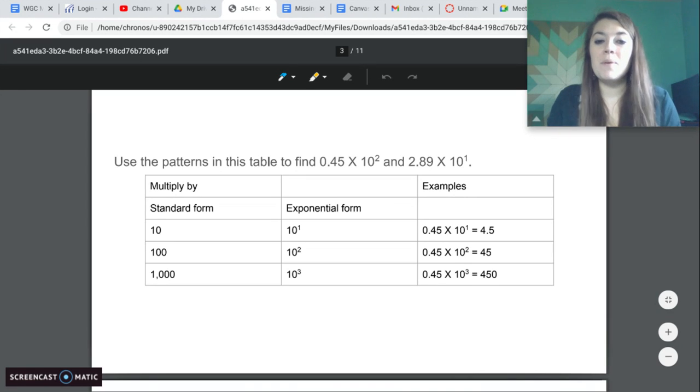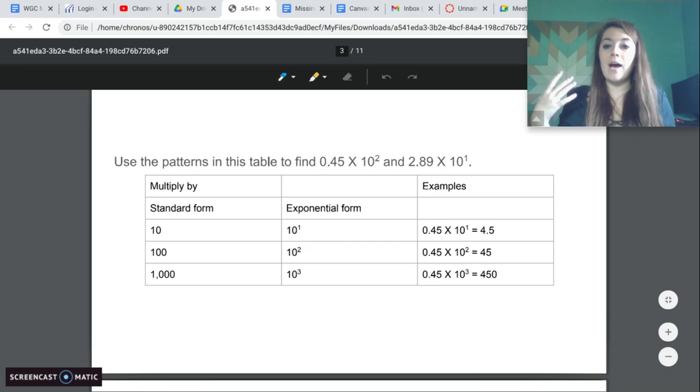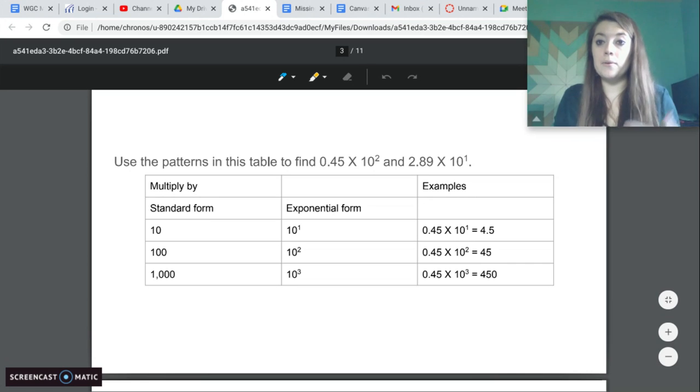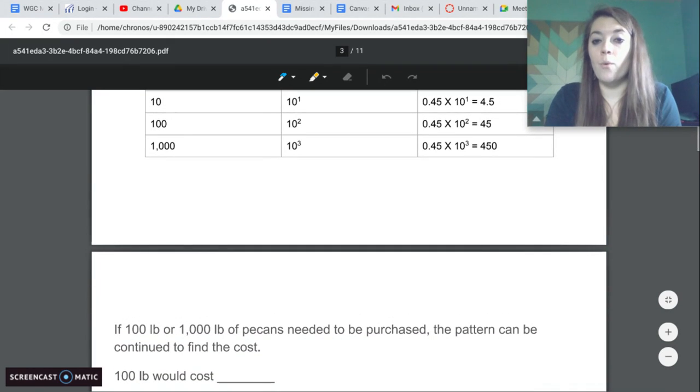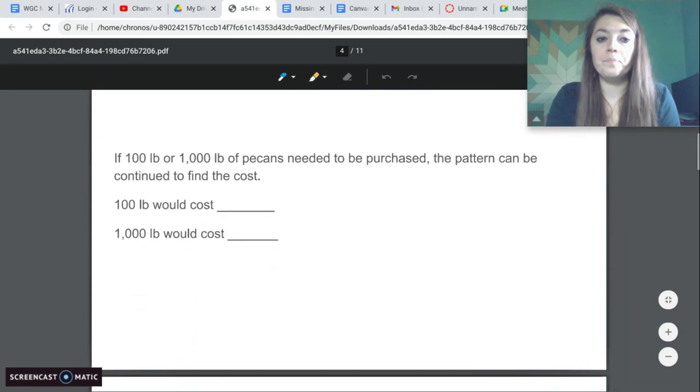So the relationship here, when we're multiplying a decimal by any multiple of 10, so 10, 100, 1,000, 10,000, 100,000, a million, so on and so forth, the number of times we move our decimal is however many zeros we have in our problem. If it's 10, we have 1 zero, we move it once. If it's 100, we have 2 zeros, we move it twice. If it's 1,000, we have 3 zeros, we move it 3 times. So that's the relationship here. When we have it in exponential form, that exponent tells us how many times we need to move our decimal.